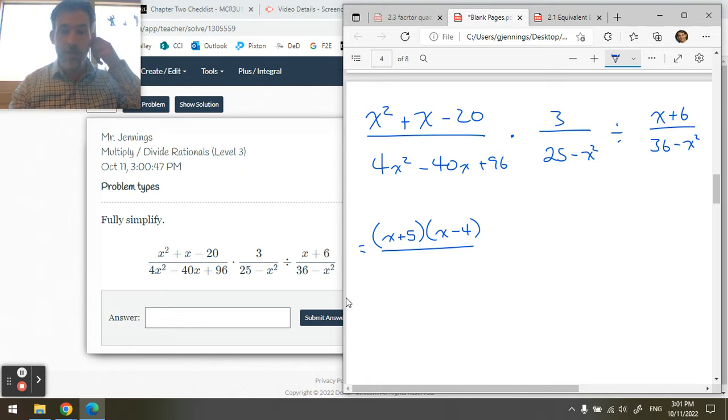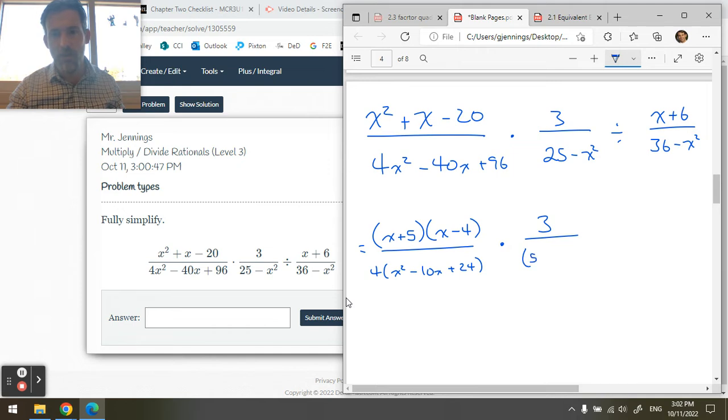This bottom one here, well, there's a common factor 4. So let's pull that out first. x squared minus 10x plus 24, since 96 divided by 4 is 24. Right? Yes, 24 times 4 gives me 96 back. Cool. Multiplied by 3 divided by 25 minus x squared, which factors into 5 plus x multiplied by 5 minus x.